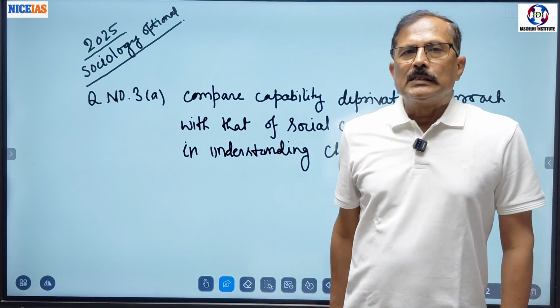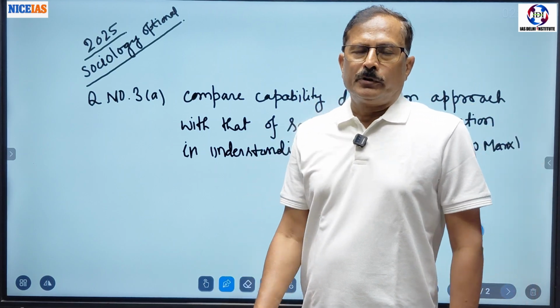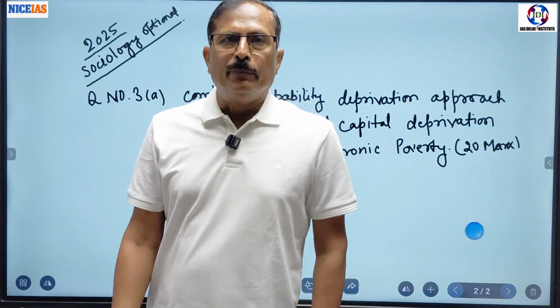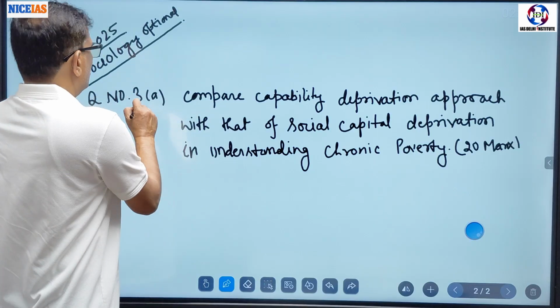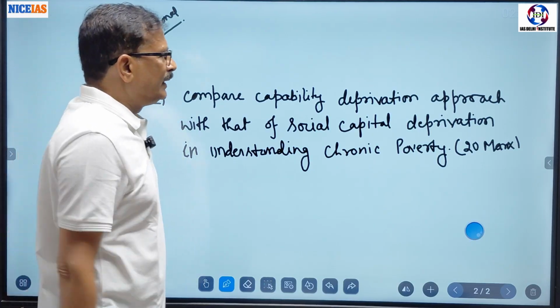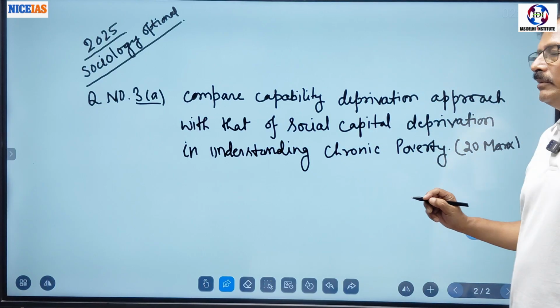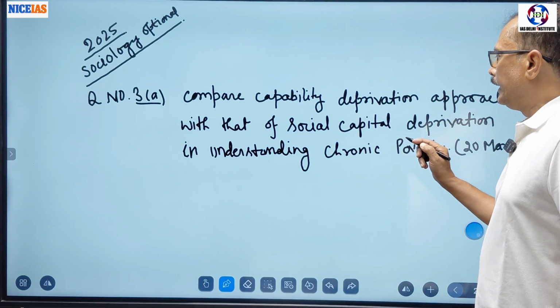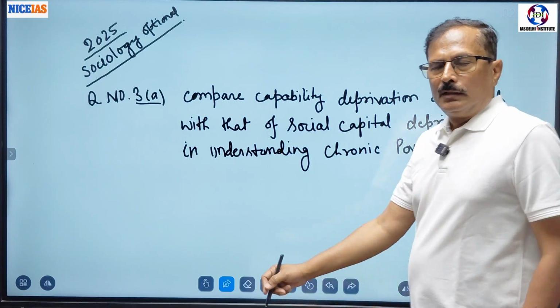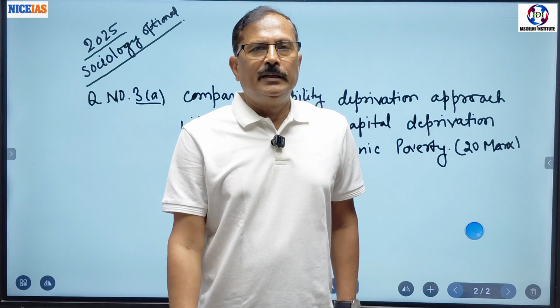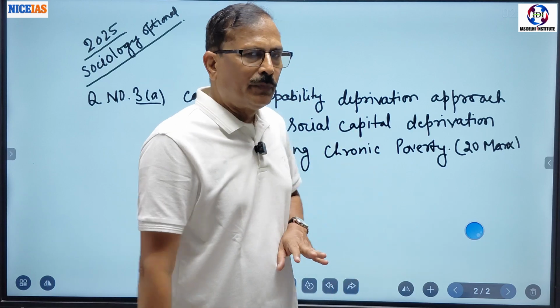Today we are going to discuss a question of sociology optional that has come in 2025 mains. That is third A question: compare capability deprivation approach with that of social capital deprivation approach in understanding chronic poverty. This is a 20 marks question, so you have to write in around 250 to 300 words.